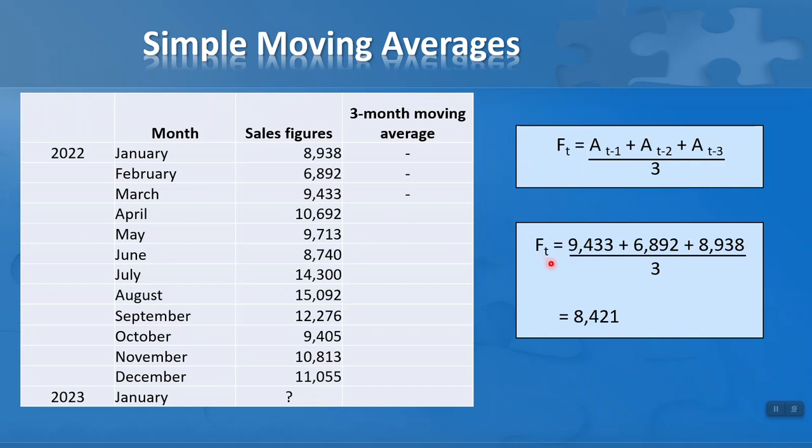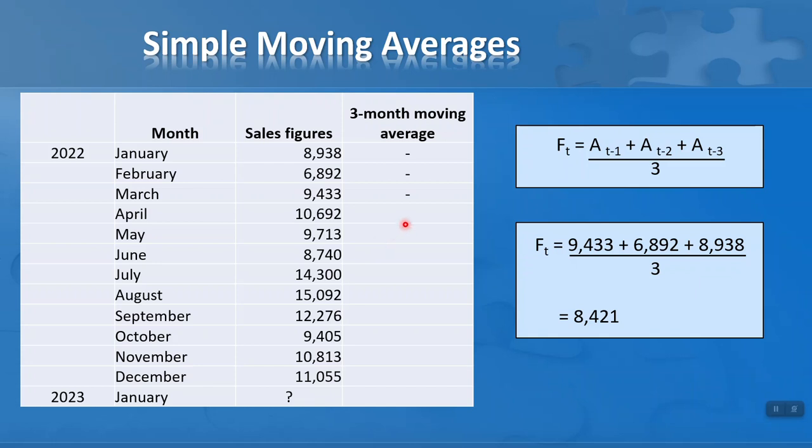The forecasted for time t, that's April, is equal to these three figures added together and divided by 3. Let's see where the figures come from. We know from our formula that the actual t minus 1 is the first value, in this case the value for March, 9,433. And we pop that into the formula here. The second value, 6,892, is t minus 2. And the third value, 8,938, is the value for January, t minus 3. So I simply add those together, divide them by 3, and we get 8,421.